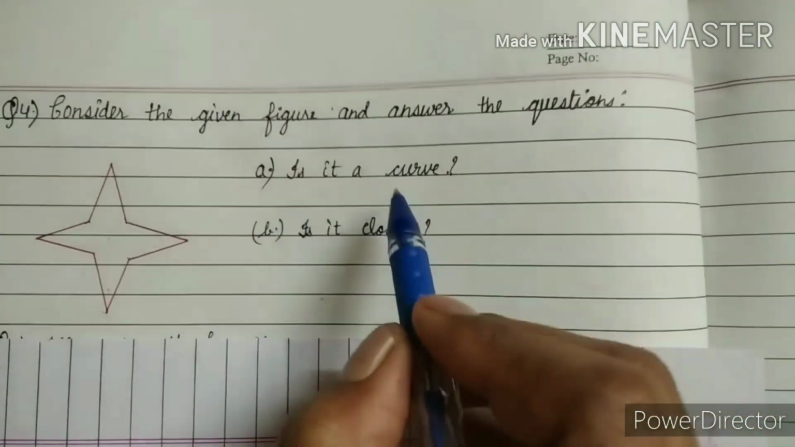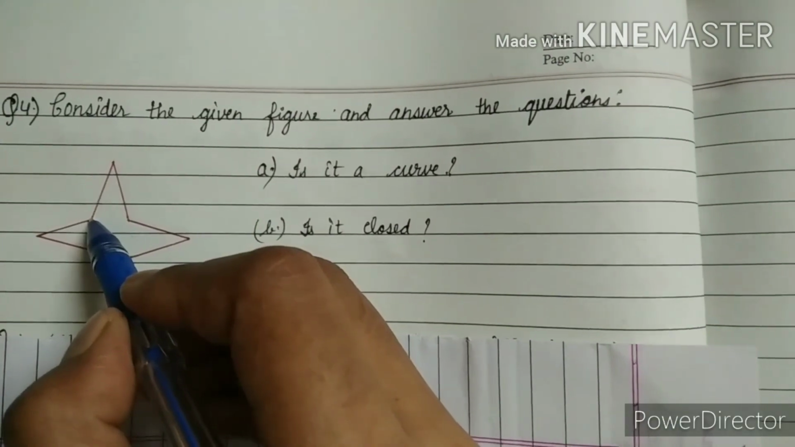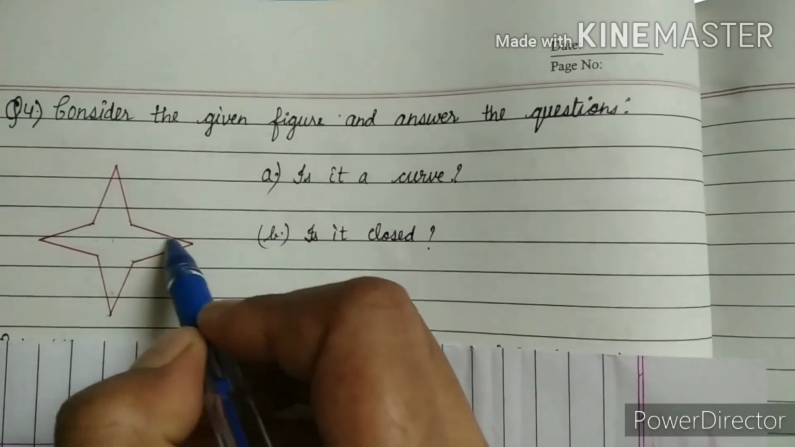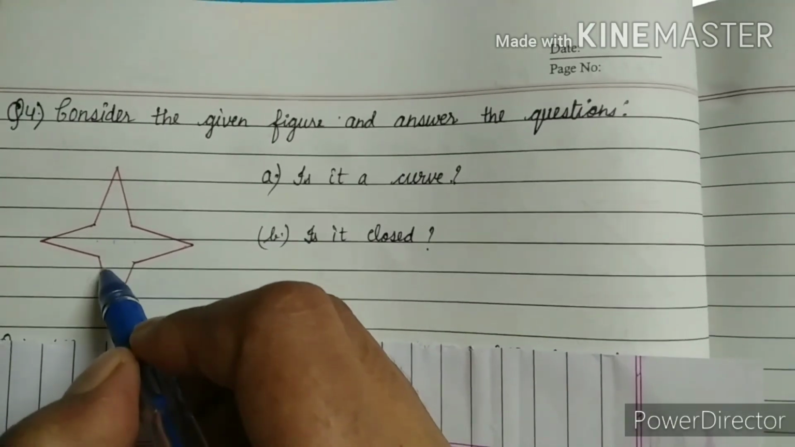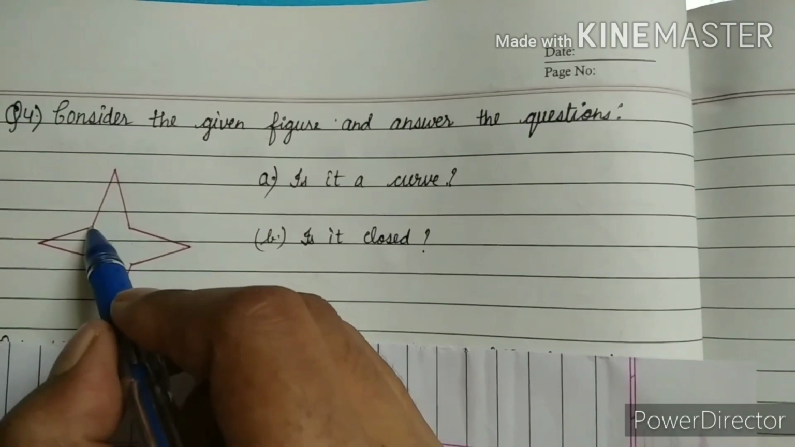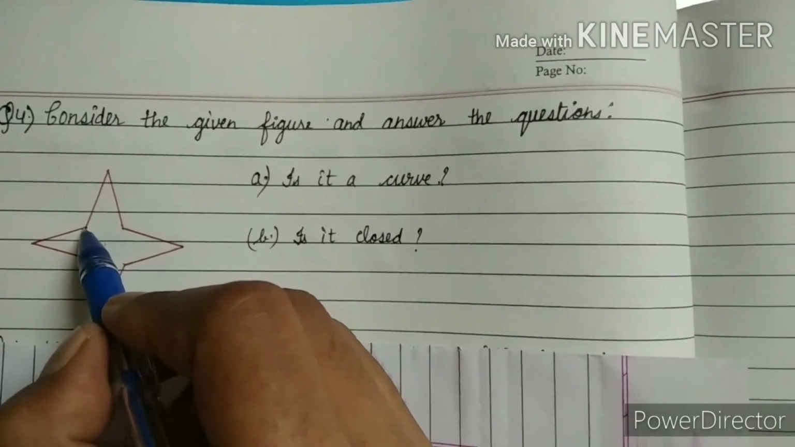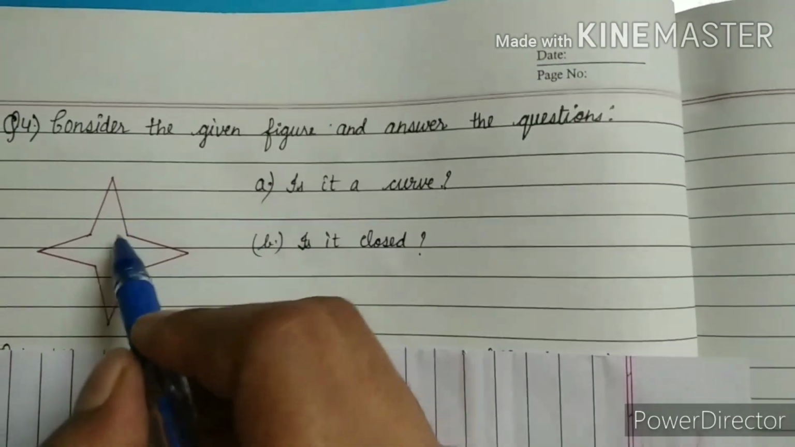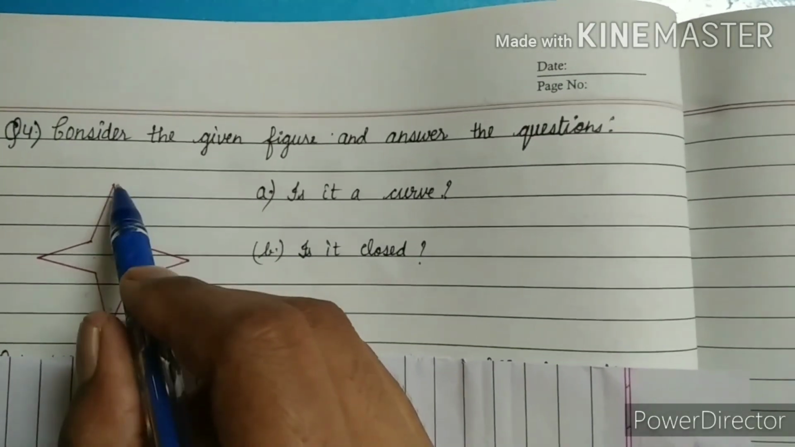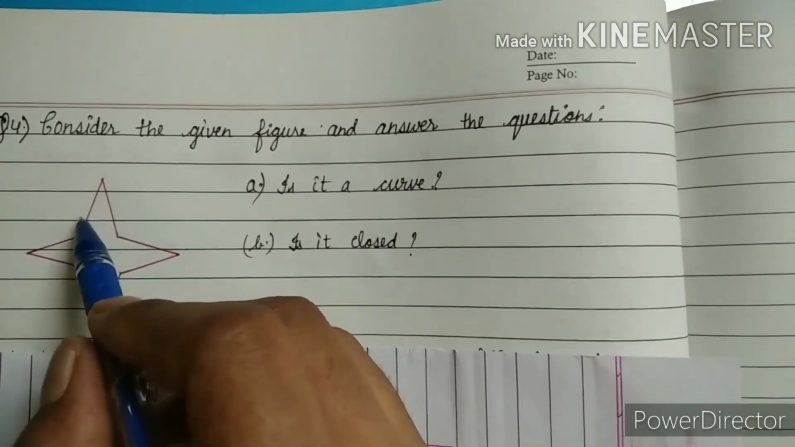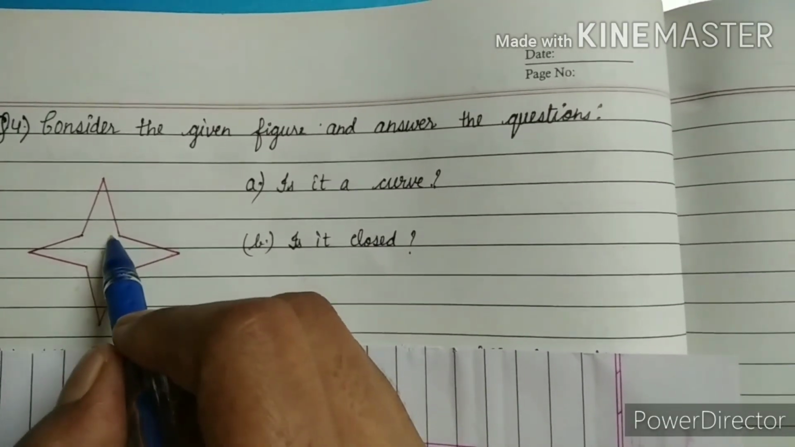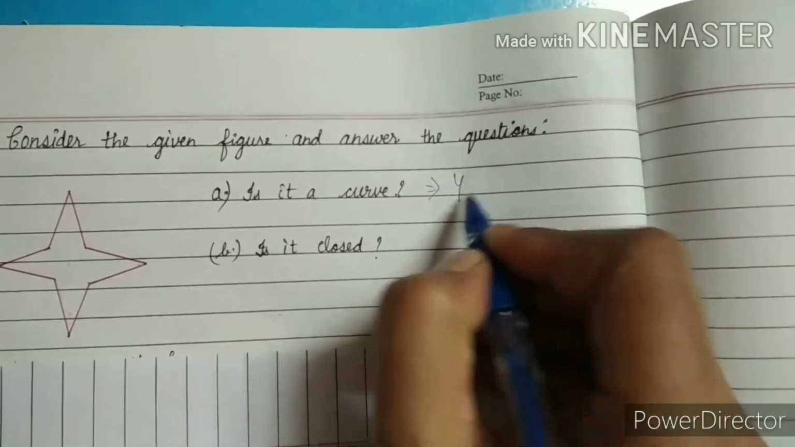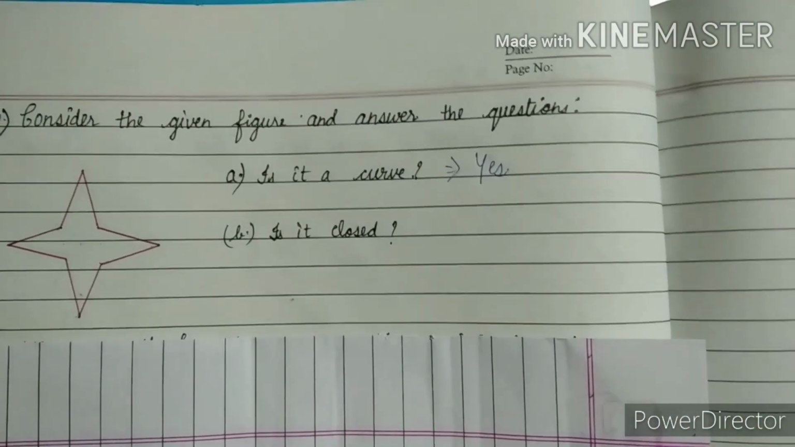So if I start from this point, may I make this section without lifting the pencil? As you can see, I am moving my pen and I am not lifting my pen. So it means this figure is a curve, okay, and none of the sections, none of the lines of the drawing of the figure are intersecting or cutting each other. That's why this figure is a curve. So its answer is yes.